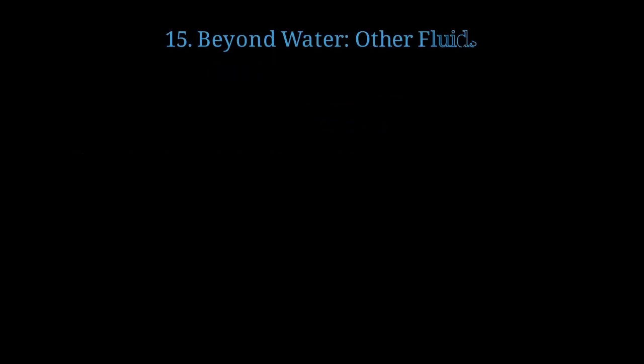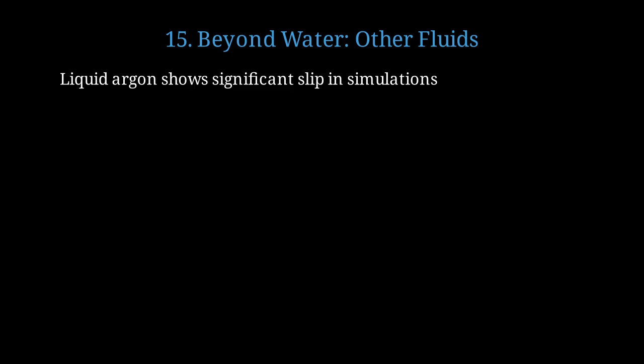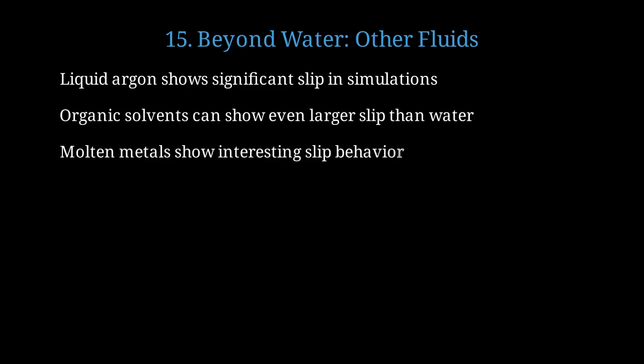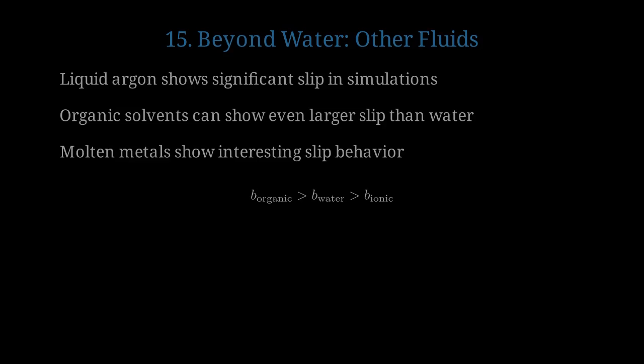Slip isn't limited to water. Let's look at other fluids in nano-confinement. Liquid argon, often used in molecular dynamics simulations, shows significant slip on smooth surfaces. Organic solvents like hexane or decane can exhibit even larger slip lengths than water on hydrophobic surfaces. Even molten metals can show slip when flowing through narrow channels, though the physics differs from molecular liquids. Generally, organic solvents show more slip than water, which shows more slip than ionic liquids.